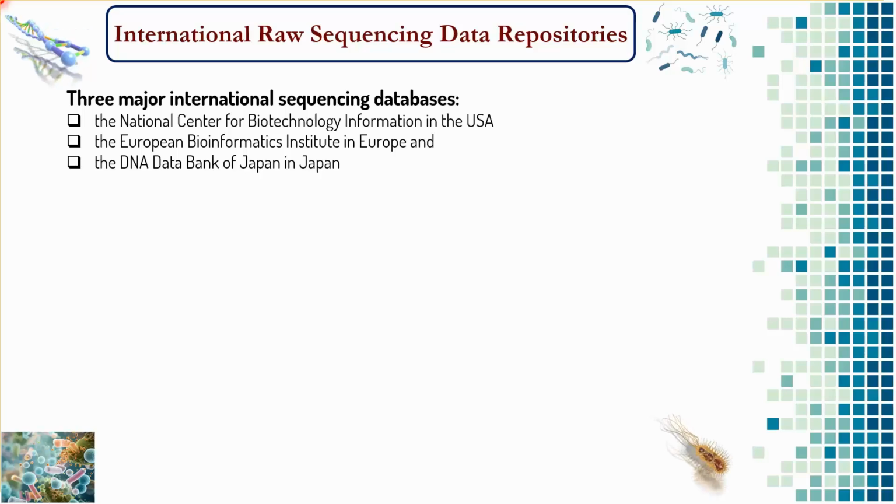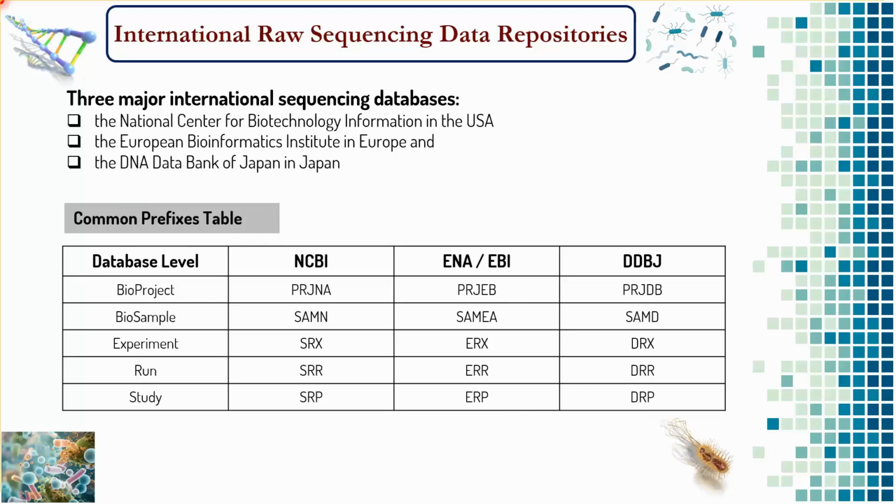Now let's look at the 3 major international sequencing databases. Those are the National Center for Biotechnology Information in the USA, the European Bioinformatics Institute in Europe, and the DNA Data Bank of Japan in Japan. These databases exchange sequencing data with each other as part of the International Nucleotide Sequence Database Collaboration, also known as INSDC. Although the sequencing data are shared and synchronized internationally across these databases, the accession prefixes used by each database are slightly different. As a result, the same sequencing dataset may appear in all three databases, but with different accession prefixes depending on the database system.